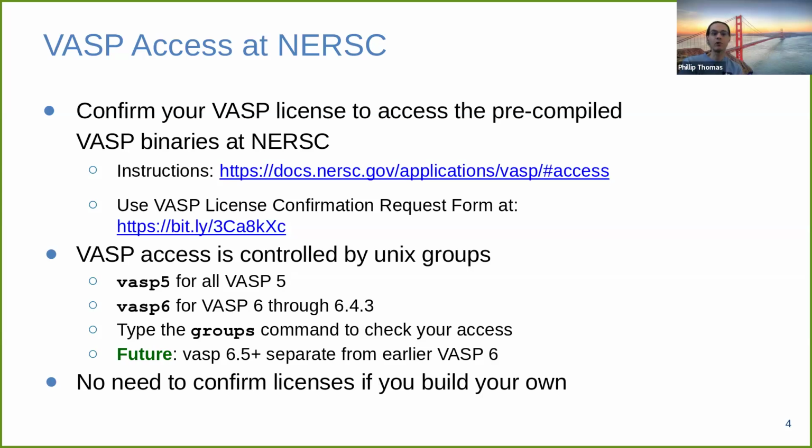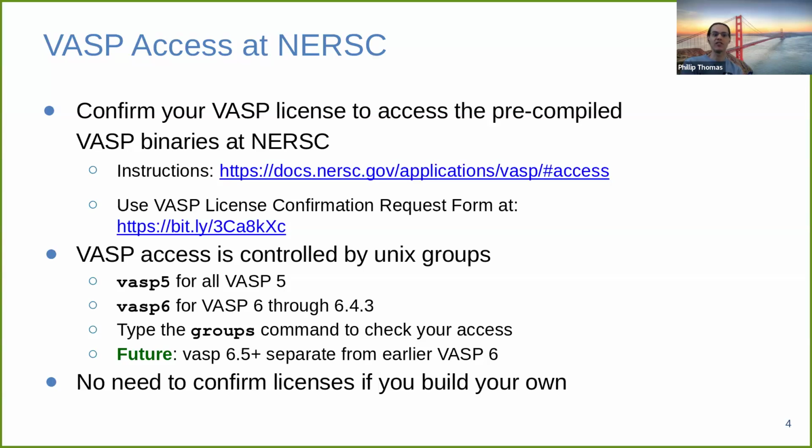So if you're logged into Perlmutter and you type the groups command, you will see a list of groups corresponding to the project that you're in. And if you have access to VASP5, you should see the VASP5 group listed. And then if you have access to VASP6, you'll also see VASP6 in addition to this. One thing to point out is that the VASP6 group covers all of the versions of VASP up through VASP 6.4.3, but future versions 6.5 and on, which are not yet installed on Perlmutter, will eventually be either in a new group or the licensing will be done by a license key.